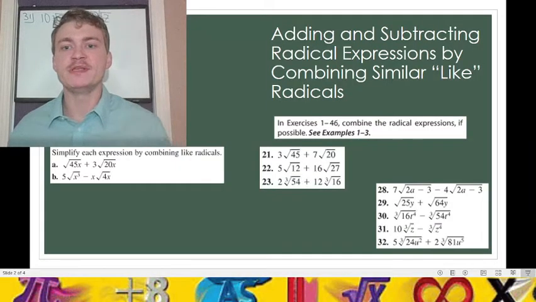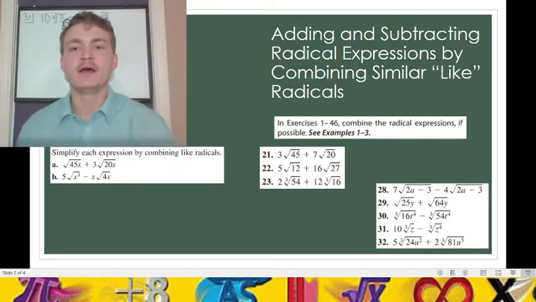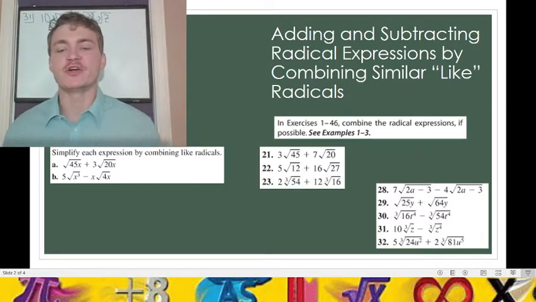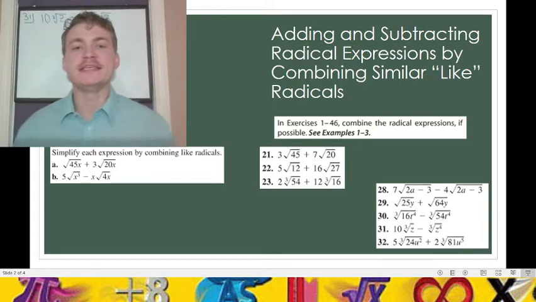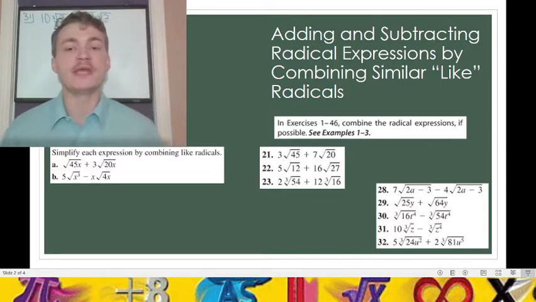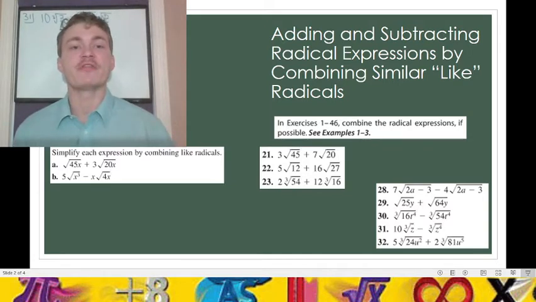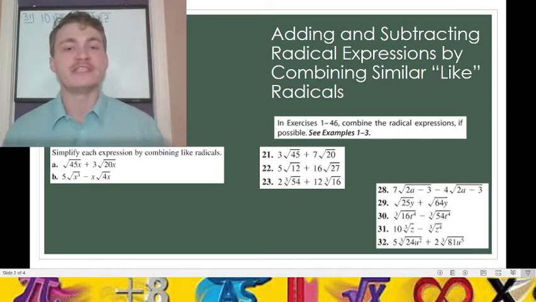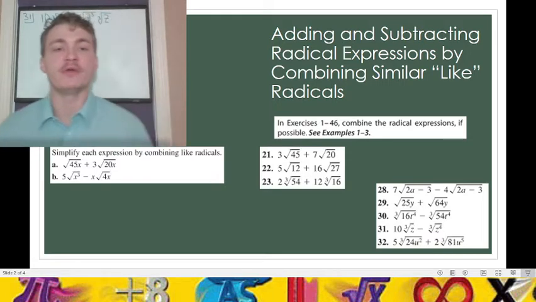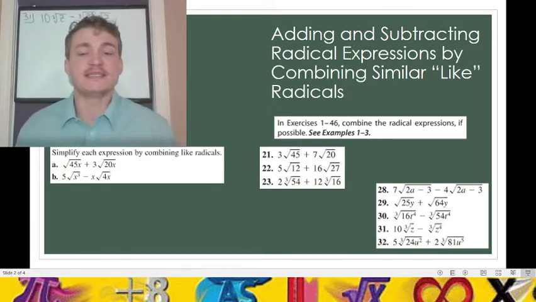For number 31, 10 cube roots of z minus the cube root of z to the 4th power. The first term here has a radicand of z. z is understood to be to the 1st power. There is only one factor of z under our cube root for 10 cube roots of z. So we cannot further simplify, because in order to further simplify, we need to find a factor that is a perfect 3rd power. For z, z is to the power of 1. So there is only one factor for z, and that's z itself.